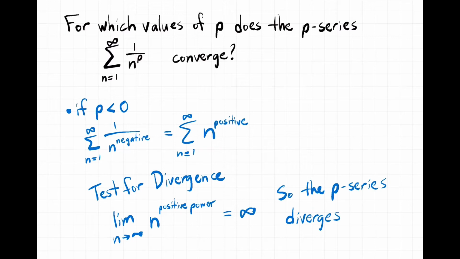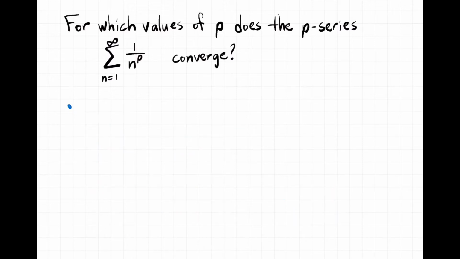So, if your p is negative, that is, the power on the n in the denominator is negative, then your p-series will diverge. What about if p equals 0? Well, then we're going to have the sum, as n goes from 1 to infinity, of 1 over n to the 0, but that's actually just 1.